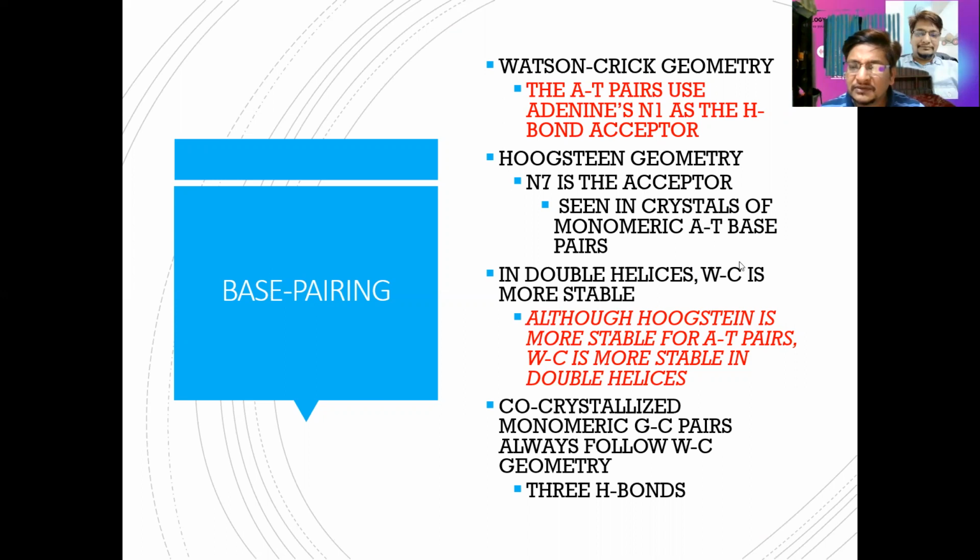So again, there's one thing that we need to figure out. Hoogsteen symmetry is going to be more stable in the case of the AT pair, whereas the Watson and Crick binding is more stable in the case of other double helix. Okay. Now, whenever we crystallize this structure, we'll find more of the guanine and cytosine pairing in the Watson and Crick, which is very, very common.